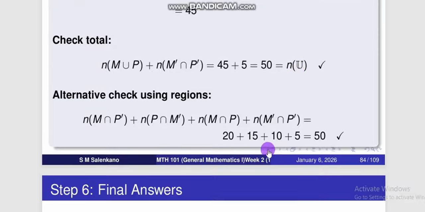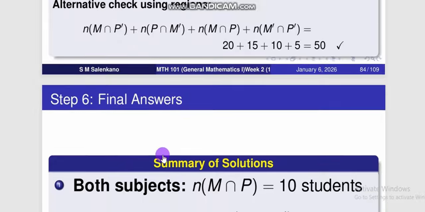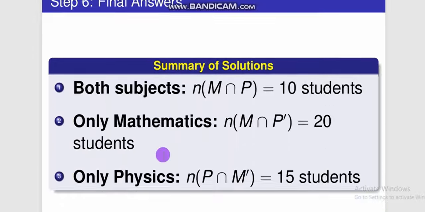Okay, now an alternative way of checking is to add the regions. You have 4 regions, 1 2 3 4. Math only without physics, physics only without mathematics, both mathematics and physics, neither mathematics nor physics. So for math only you have 20, physics only you have 15, both you have 10, neither you have 5. Add these numbers and you will have 50. See that? Very interesting.